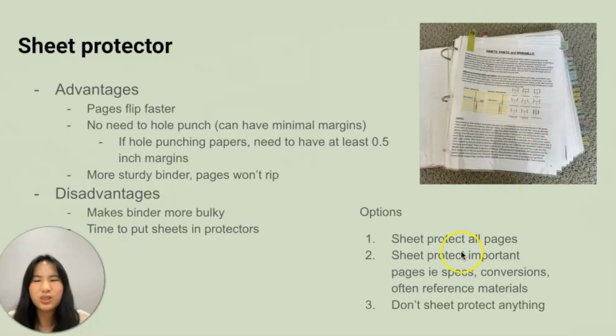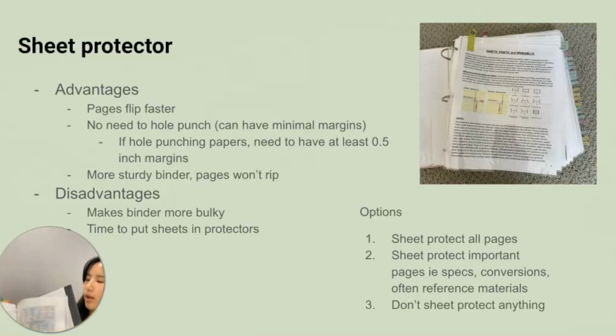Something else you can do, and this is what I personally do, is sheet protect important pages, for example, specs, conversions, and other reference materials. For example, if we look at my optics binder here, I have my conversions and stuff in a sheet protector, and then after that it's all regular hole punched papers. I honestly was too lazy to do sheet protectors, so that's why I did that.